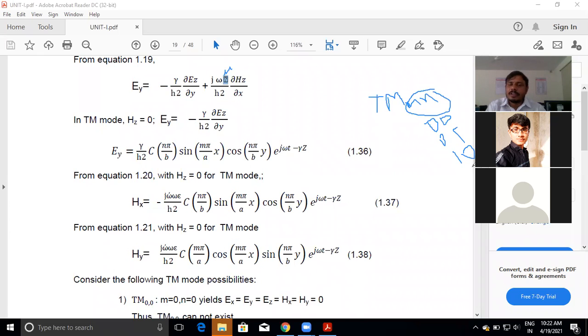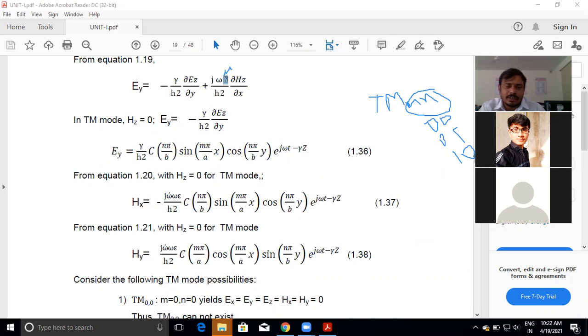Suppose I am substituting the m and n values. Suppose I am taking TM00 mode. So what is m here? m is equal to 0, n is equal to 0. You substitute m as 0 and n as 0 in the above equations. There should be an electric and magnetic field. Otherwise, if it is 0, that indicates there is no electric field and magnetic field existing in the waveguide, so no wave is propagating in the waveguide. We can say there is no such mode existing in the waveguide.